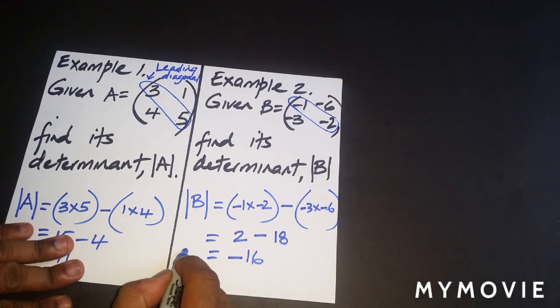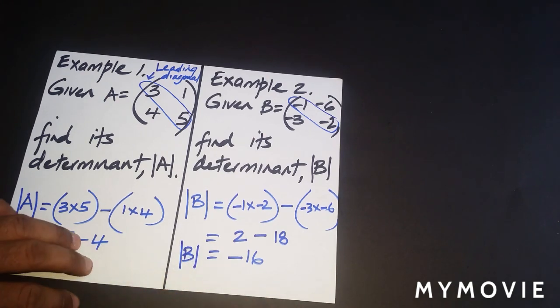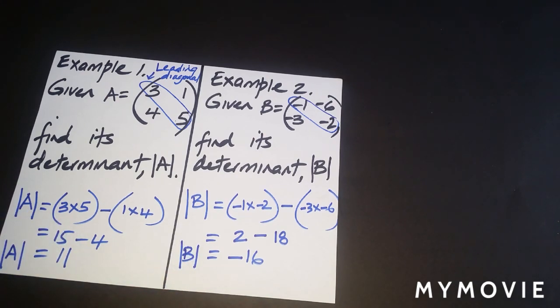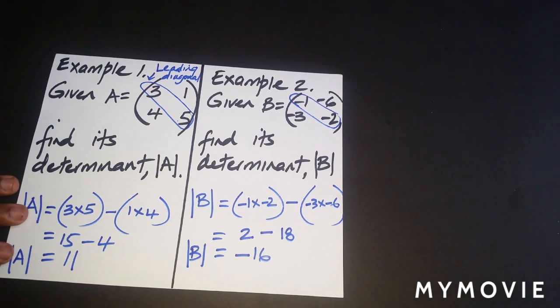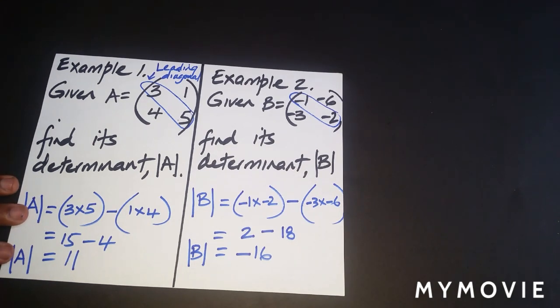So we can always denote it just like that. The determinant is equal to negative 16. So these are two examples showing you how to find the determinant of a 2 by 2 matrix.